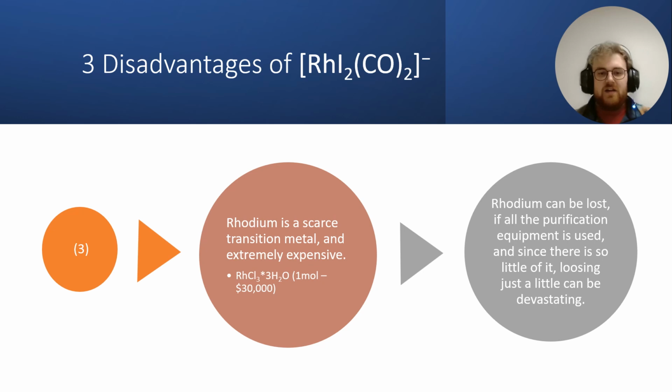Lastly, the third disadvantage is that rhodium is just stinking expensive. It's a very scarce transition metal, and it can cost anywhere from $30,000 to $100,000 depending on how much you're buying, which is a lot of money. And because of the complicated purification steps needed, it could very easily lose a little bit of that catalyst, and just losing a little bit can be devastating because of the high cost.